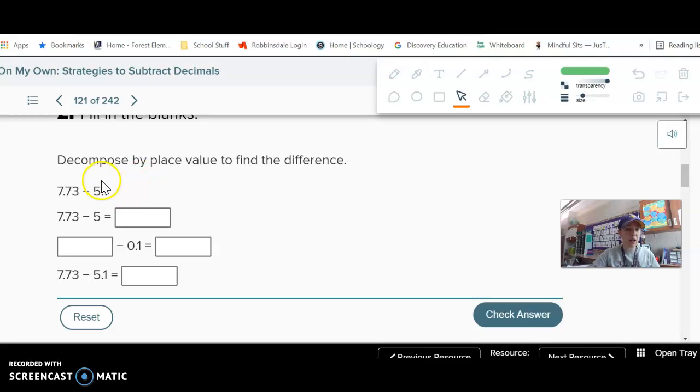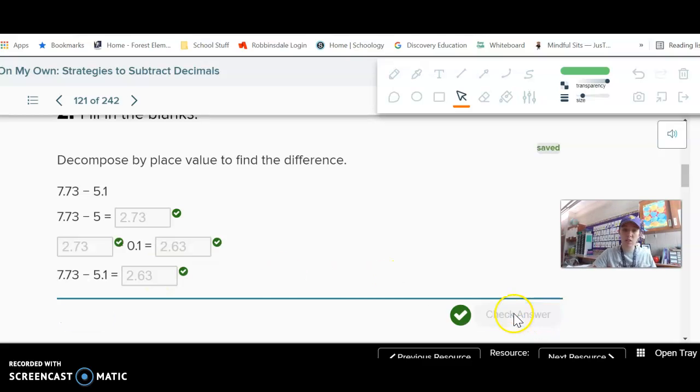All right, hopefully you got it. Notice how they took 5 and 1/10, subtracted the 5, then the 1/10. So they decomposed it and subtracted one part at a time. 7 minus 5 is going to be 2. I will still have the 73 hundredths. And then if I subtract 1/10 from the 7 tenths, I'll have 6 tenths left. So I get 63. So my answer is 2 and 63 hundredths.